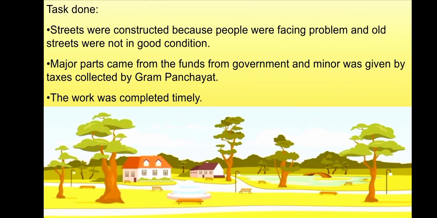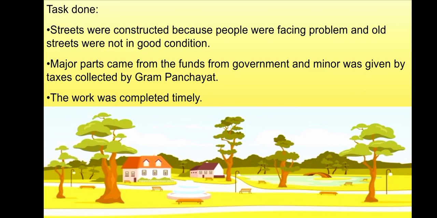Streets were constructed because people were facing problems and old streets were not in good condition. In a nearby village, I saw that street construction work was done. Why was it done? Because people were facing problems moving from one place to another, and the old streets in the village were not in good condition.